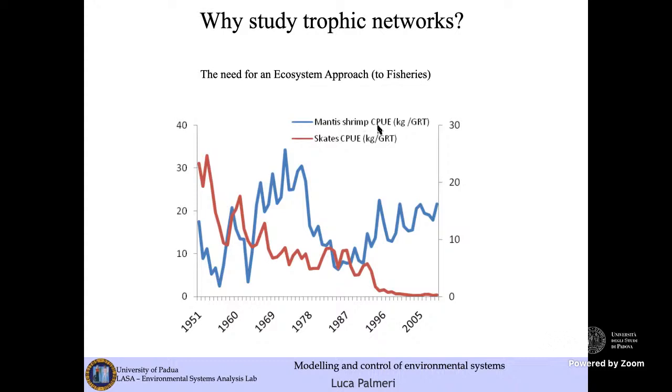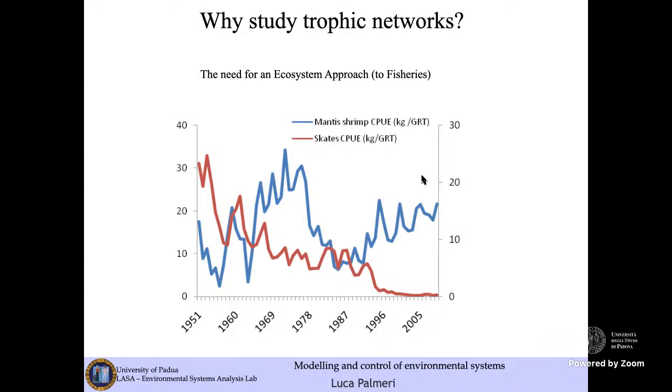So CPUE means catches per unit effort. So it is how much is caught by fishery vessels and brought inland and onto the market. You see that while time advances, the scales, which are higher trophic level organisms, tend to disappear, while mantis shrimps or shrimps, which are lower trophic level organisms, tend to increase. I think these graphs refer to the Northern Adriatic system.